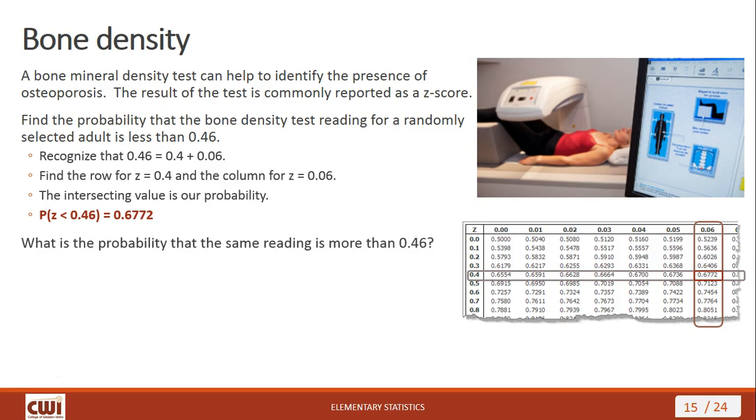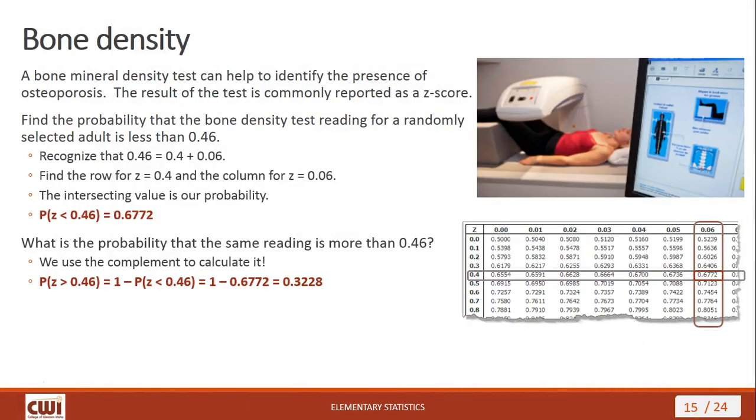Now, what is the probability that the same reading is more than 0.46? Well, to do that, we can actually use the complement to calculate it. So we take 1 minus the probability that our z-score will be less than 0.46, and that gives us the probability that our z-score will be more than 0.46. Now, some of you may be wondering, why are we using the 1 minus? Why are we using the complement?